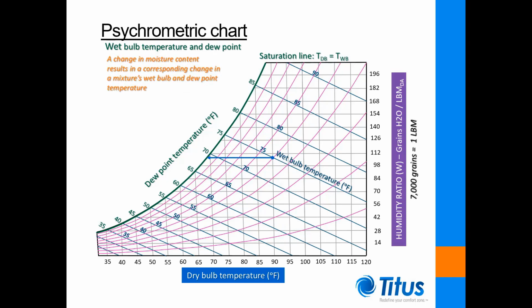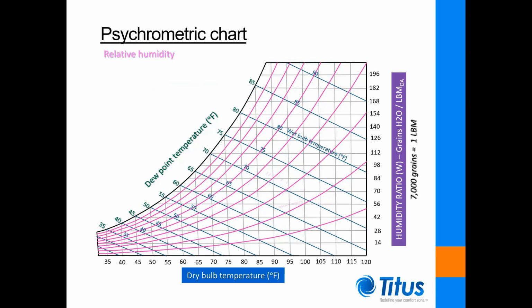Note that a change in moisture content also affects the wet bulb and dew point temperatures of the mixture. The pink curves in the body of the chart represent equal values of relative humidity. The relative humidity of a moist air mixture is defined as its moisture content expressed as a percentage of that of a saturated air mixture at the same dry bulb temperature. Notice that the 100% relative humidity curve coincides with the saturation line.